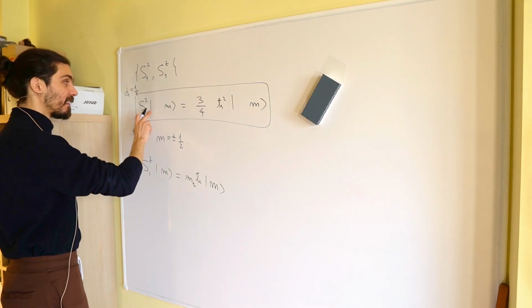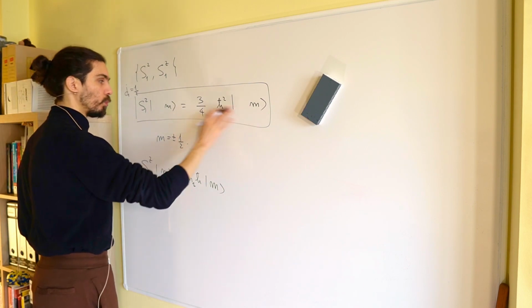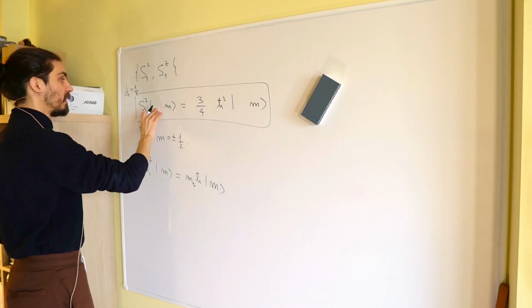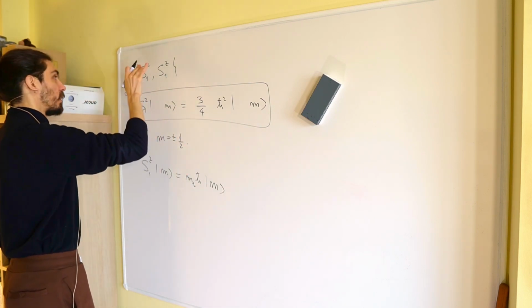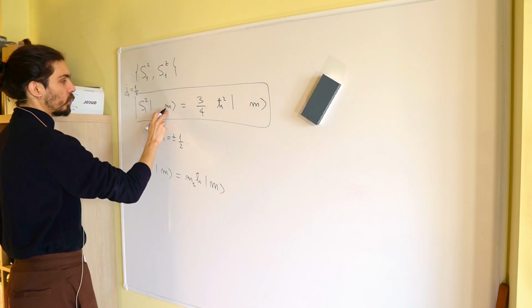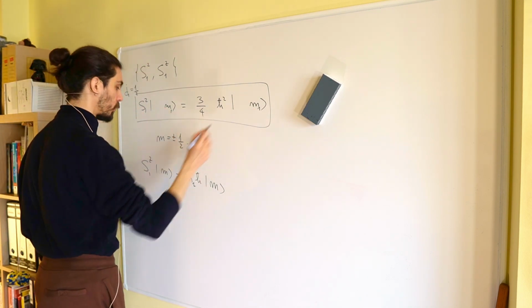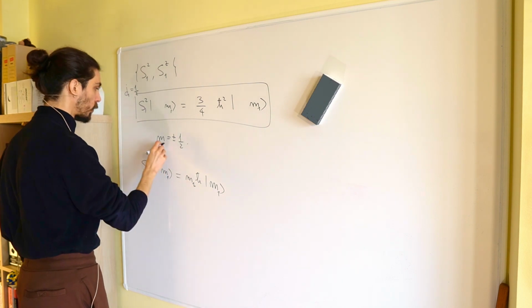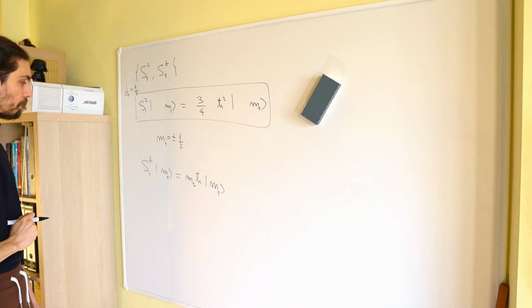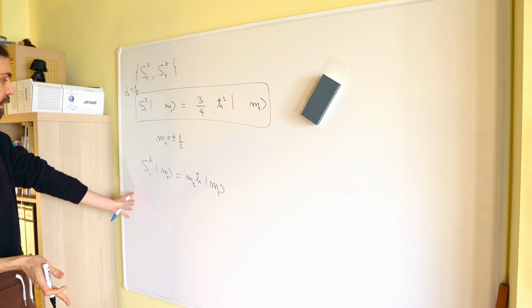Moreover, I want to add some indices here to show that this refers to the first system. So I'm going to write m1 here as well. Okay, so m1 is like that. Well, so far so good.